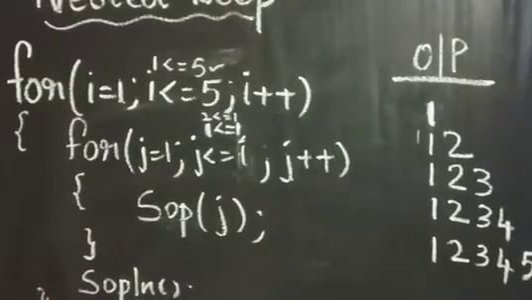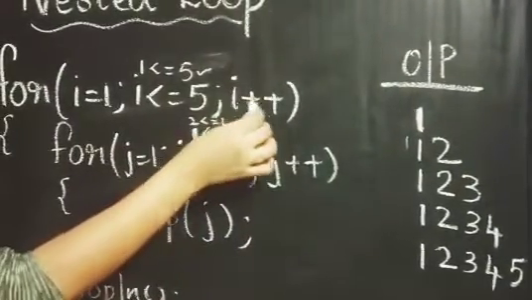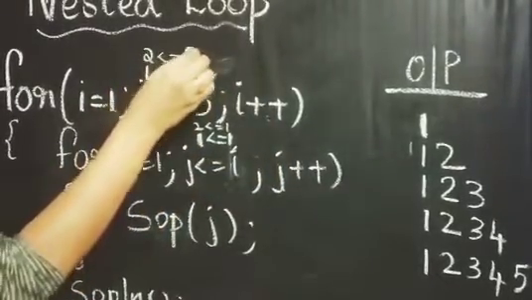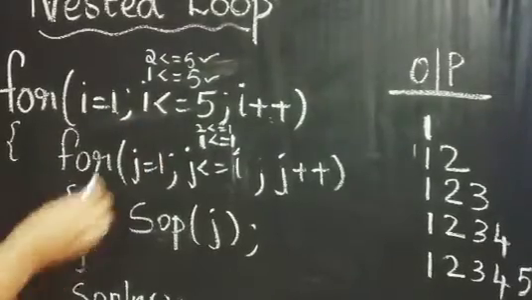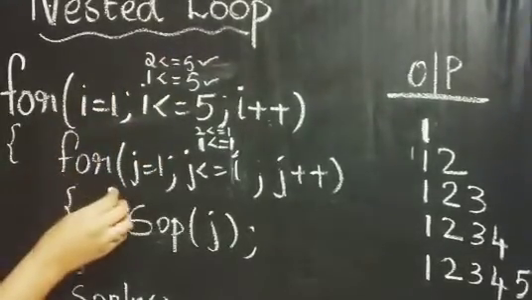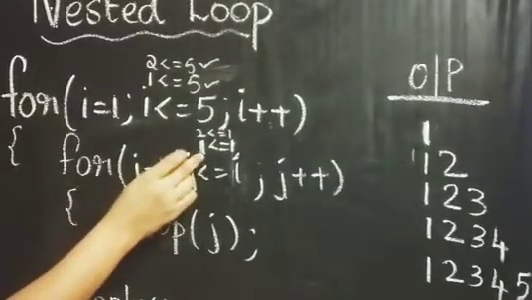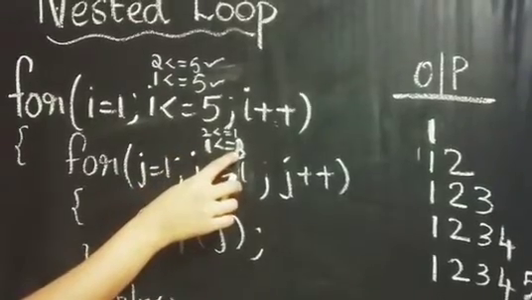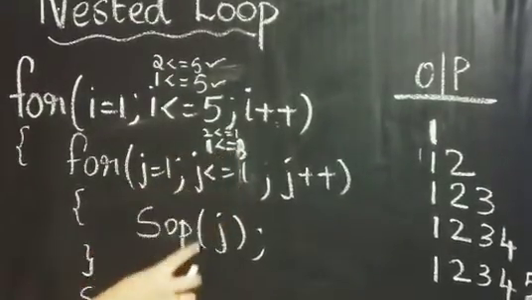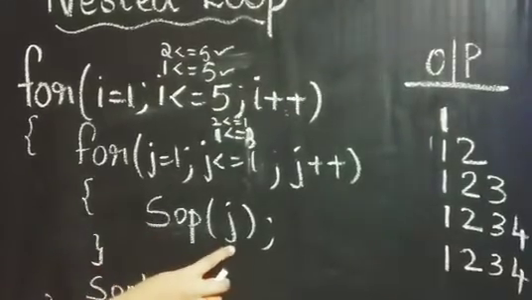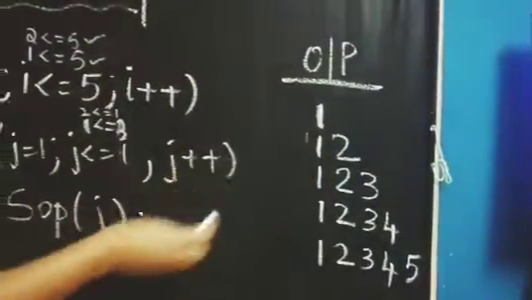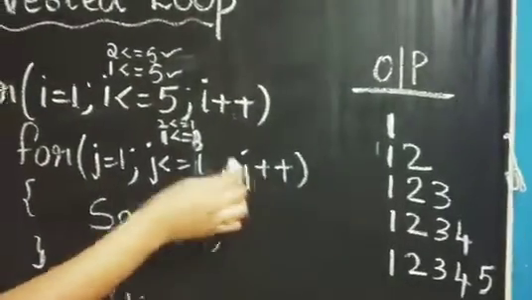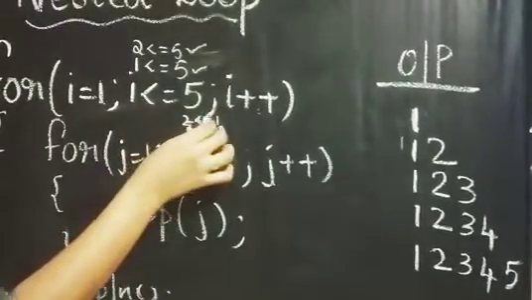Since ending of the I loop makes control goes here. So I plus plus, I will become 2 now. So 2 is less than or equal to 5. The condition is true. Since the condition is true, it comes inside. So inside again j is equal to 1. So again 1 is less than or equal to 2. The condition is true. Since the condition is true, it comes inside and it prints a value of j. So that is equal to 1. Then again ending of the loop. So j plus plus, that is 2. 2 less than or equal to 2.